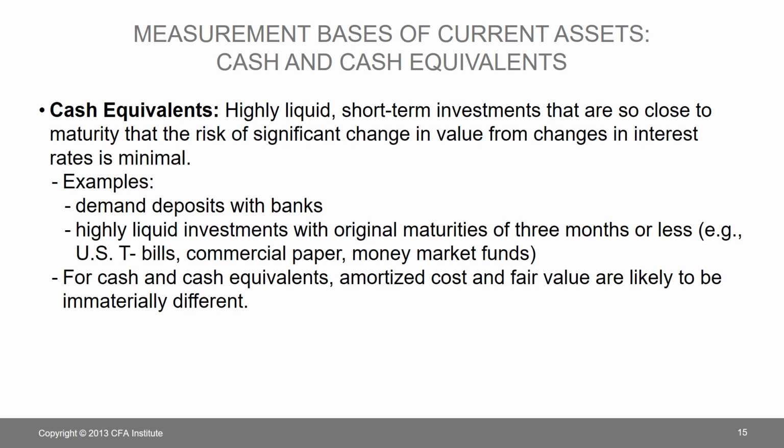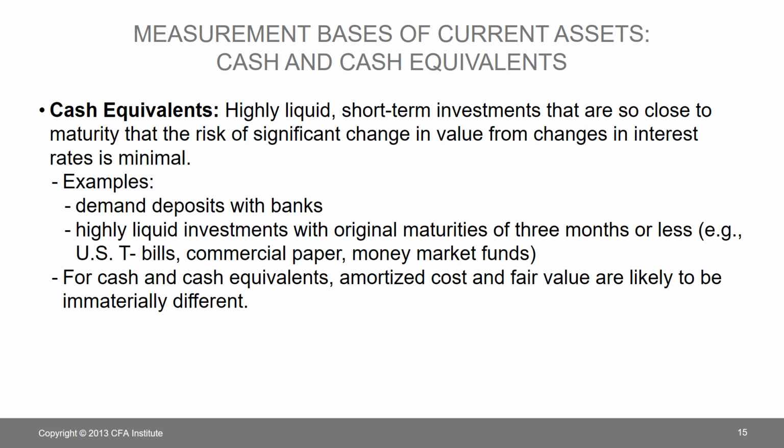Now, cash and cash equivalents are financial assets. Financial assets in general are measured and reported at either amortized cost or fair value. Amortized cost is the historical cost, the initially recognized cost, of the asset adjusted for amortization and impairment. Under IFRS, fair value is the amount at which an asset could be exchanged or a liability settled in an arm's length transaction between knowledgeable and willing parties.